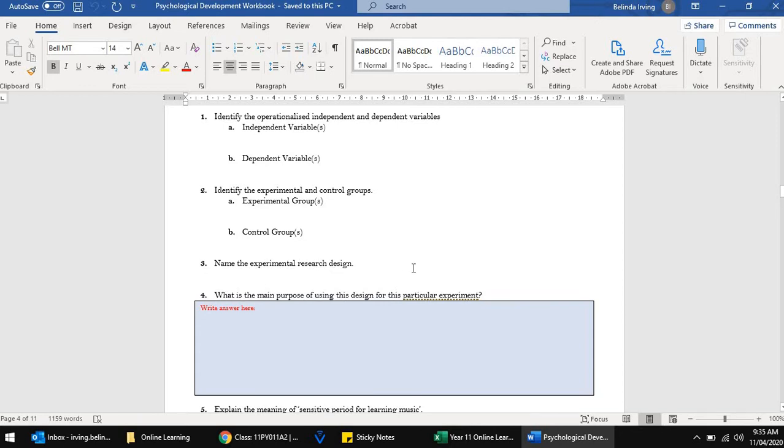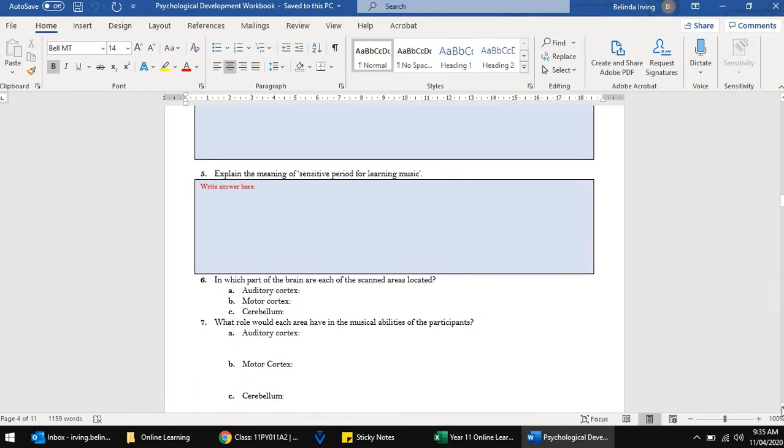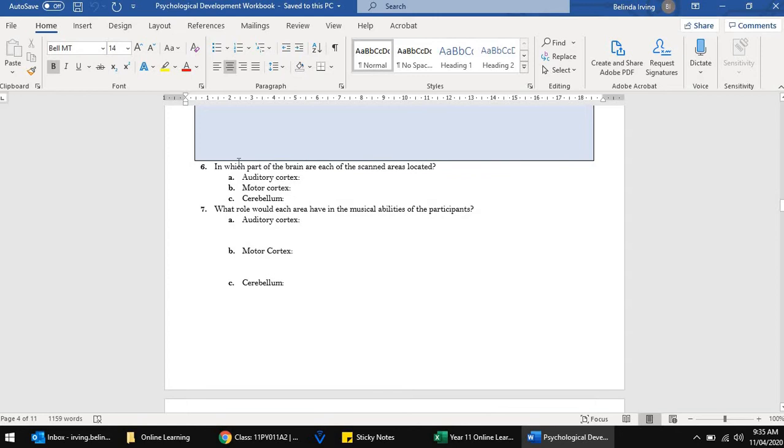All right, experimental research design. So is it independent groups? Is it matched pairs? Or is it repeated measures? So which one is it? Read the article to find out. What is the main purpose of using this design for this particular experiment? So why did they actually use that one? Next question, sensitive period, you should know that already. And then you'll have to do some research on this one.